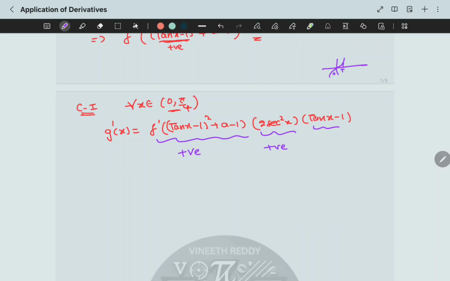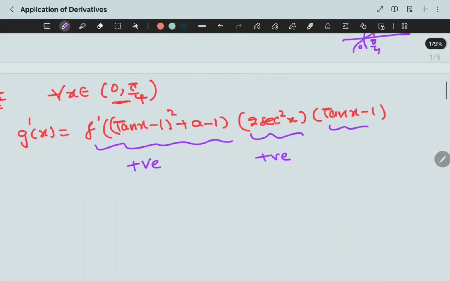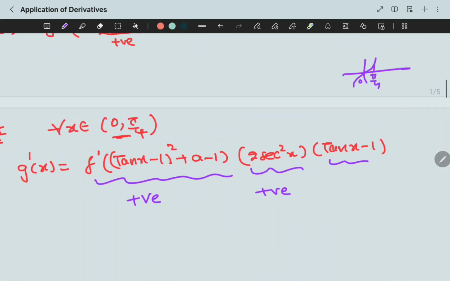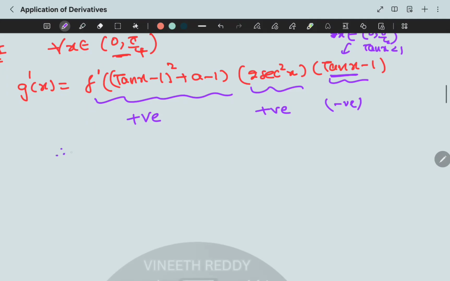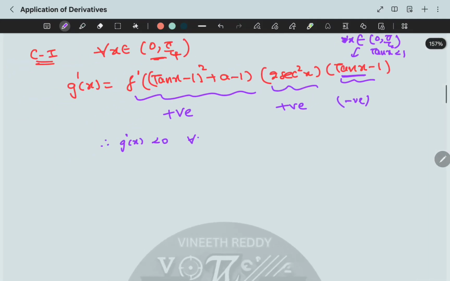So for all x belongs from 0 to pi by 4, this value should definitely be less than 1. Means you take any value for all x belonging to 0 to pi by 4, tan x will be less than 1. Correct? Now, since it's an increasing function, that means this value will be negative. That means therefore g dash of x is less than 0. Correct? Now, for all x belonging from 0 to pi by 4.